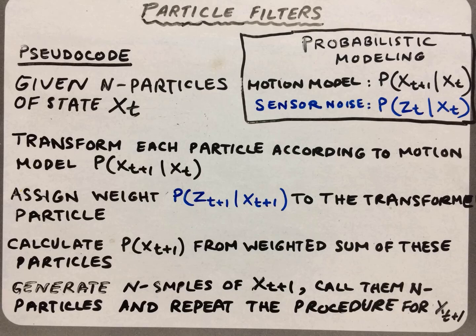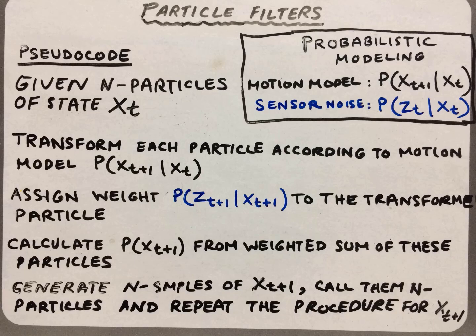So if I want to describe how particle filters should be implemented in the software, here is a summary or a pseudocode. So you start with n particles of the state variable xt. Now, what do I mean by this statement? By that I mean that because the state xt is a random variable, I'm going to take n samples of these random variables, and I'm going to call them particles.